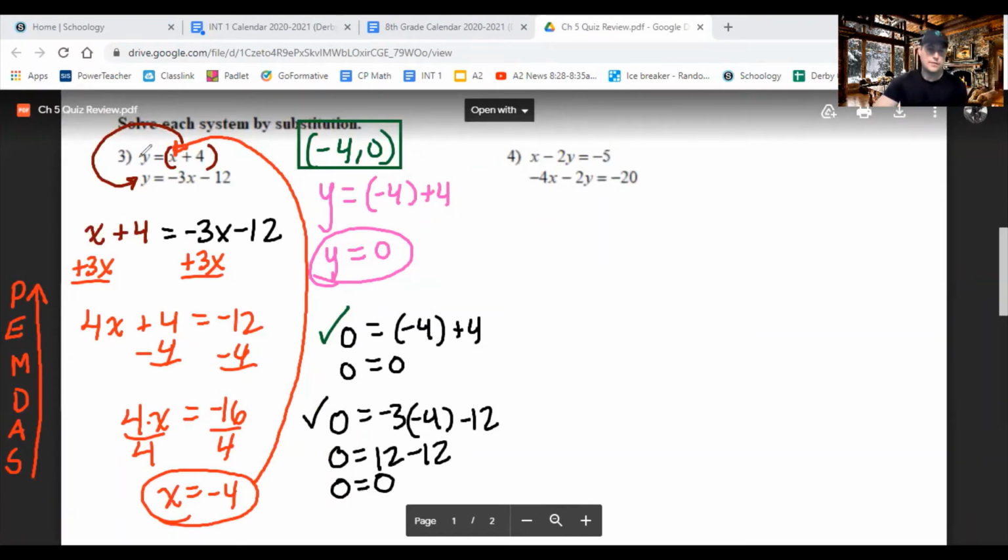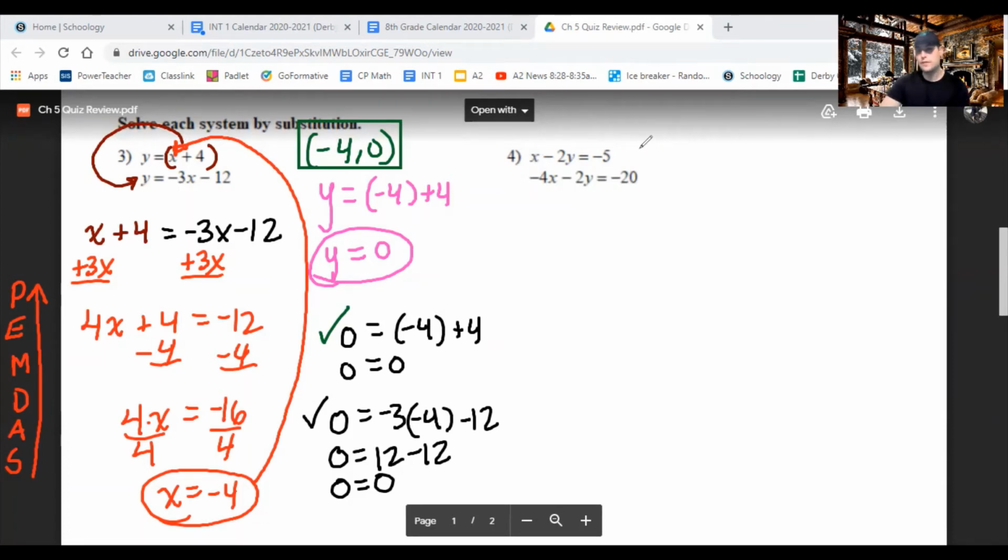So to recap, you had a variable alone already, step 1. Step 2, substitute that expression in place of the same variable in the other equation. Step 3, solve now. Step 4, solve for the other variable. Step 5, write it as a solution point and check. All right, let's bounce over to number 4 now.